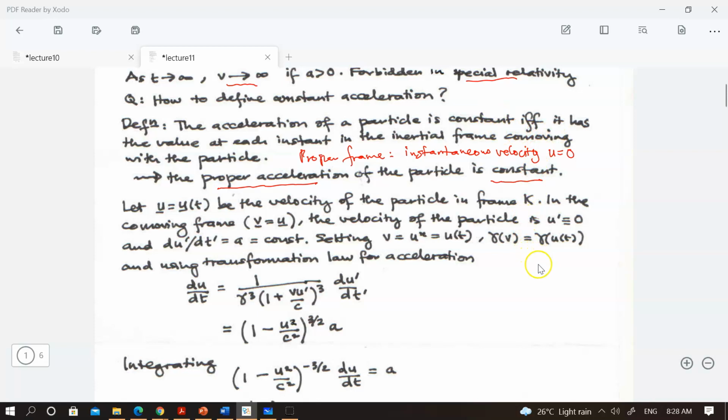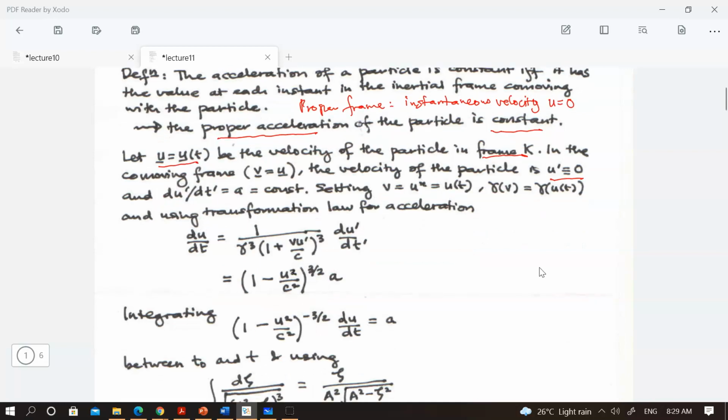So let's do this and see what we get. What we're going to do is to consider two different frames. One is some normal frame where you see the particle moving with a certain velocity. Here in frame K, for example, the velocity of the particle is going to be u. But in the other frame, the K dash frame, we can take it to be the co-moving frame, the proper frame. So instantaneously your u dash will be equal to 0, but your derivative of u dash is going to be equal to a. And to make it simpler, we will set it to be a one-dimensional motion, so everything moves in the x direction, so that you can do the integration much more easily.